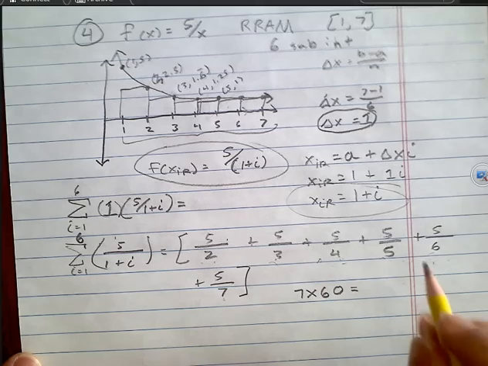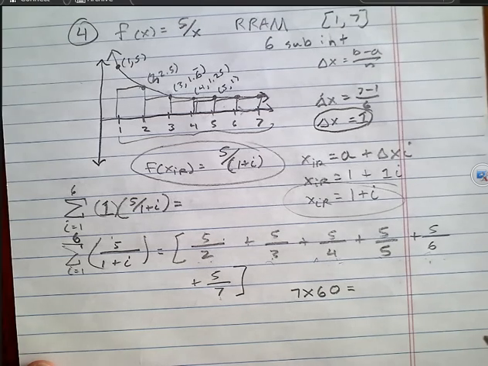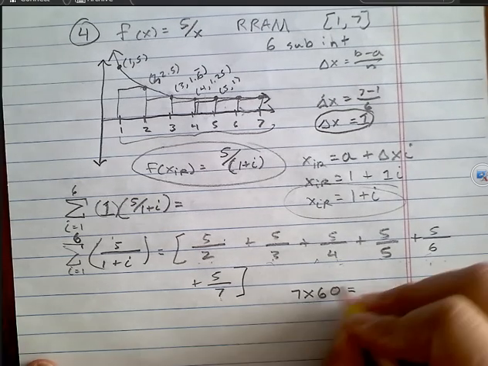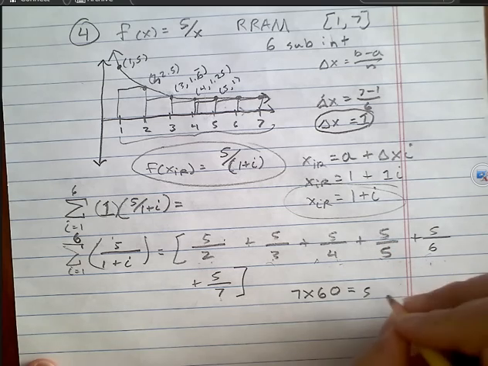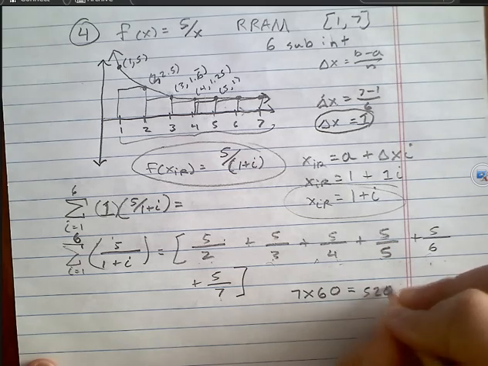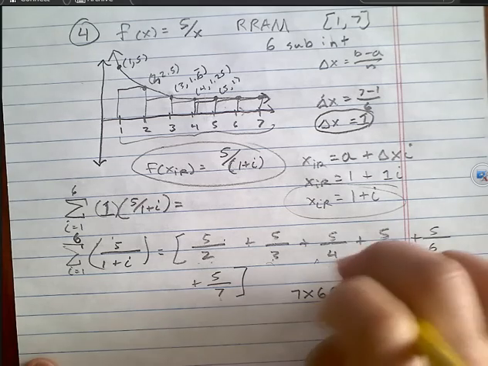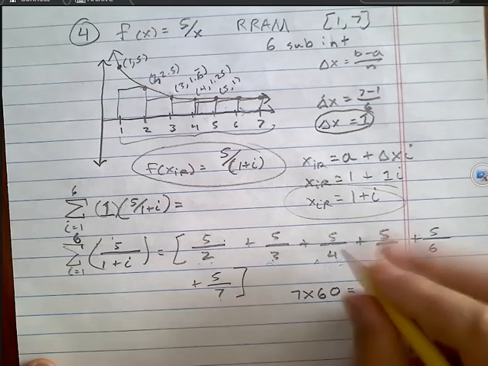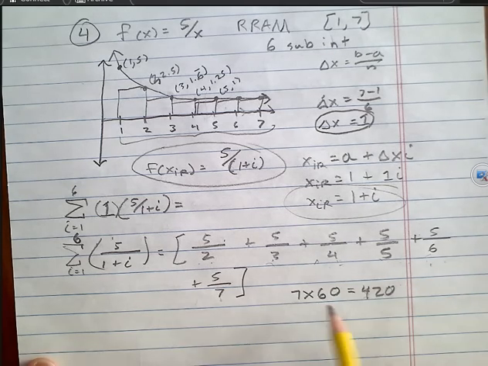and sorry guys, you can plug this in your calculator. That's fine. That's just not how I roll, I guess. So 7 times 60 is 500 is 520. Let's see, double check that. Nope. 420. Yeah, 420. 7 times 5 is 35. 7 times 6 is 42.